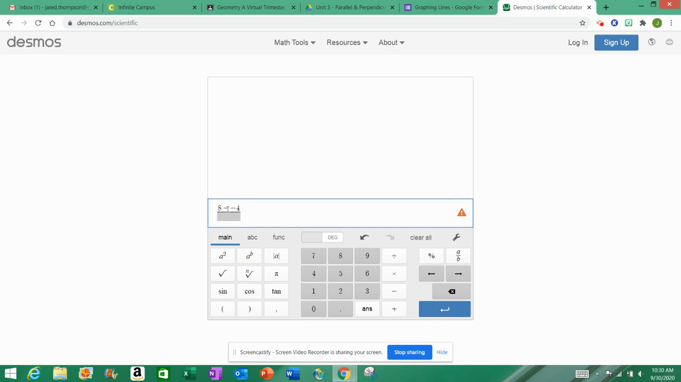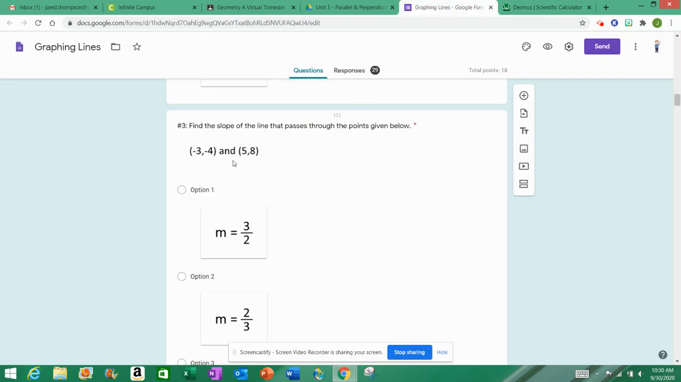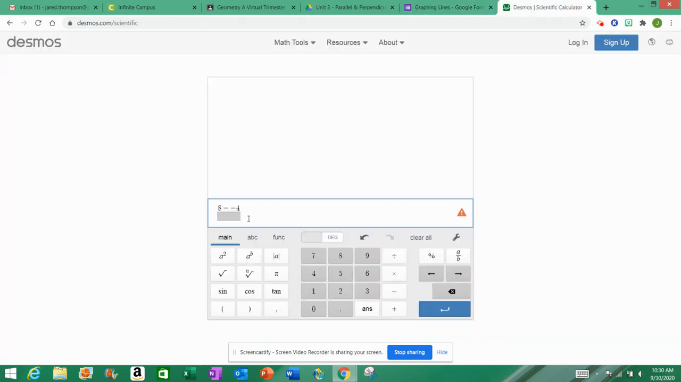Now I just used the number keys on my keyboard to do that. But you could also use these numbers here. So on the top I used my keyboard. On the bottom here I'm going to use the ones on Desmos. On the bottom we got 5 and -3. So on the bottom I'm going to do 5 subtract -3.